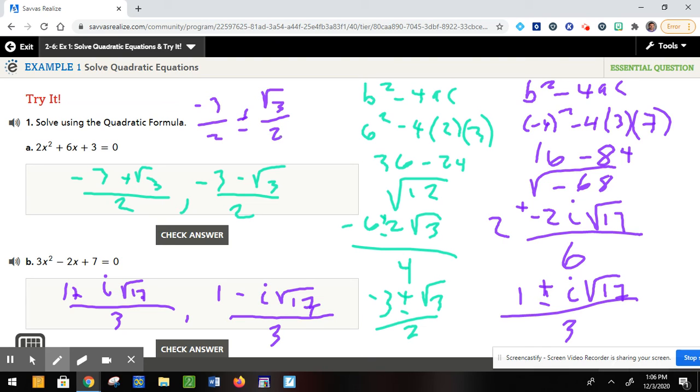Okay. Now let's look at the second part I did in purple. I end up with 16 minus 84, which is -68. And then when you simplify square root of -68, I got 2i root 17. The opposite of b is +2. 2a is 6. So I've got 2 plus or minus 2i root 17 over 6. You can divide a 2 out of those, and you end up with 1 plus or minus i root 17 over 3. Again, you could also write that as 1/3 plus or minus i root 17 over 3.